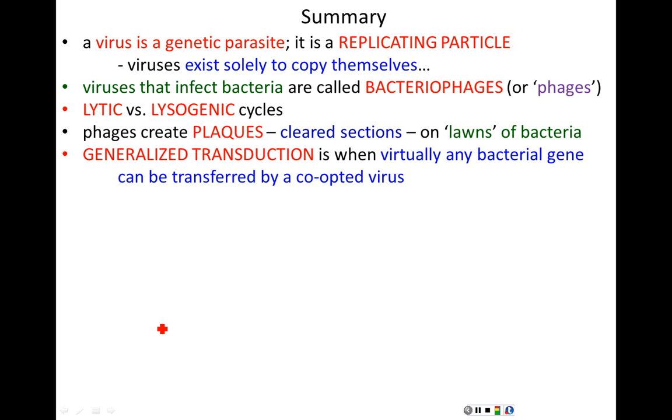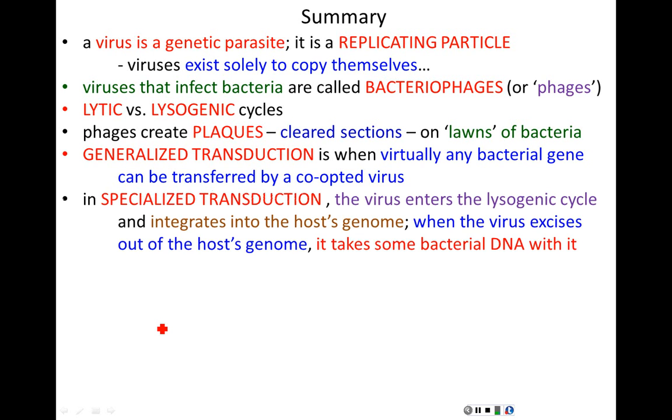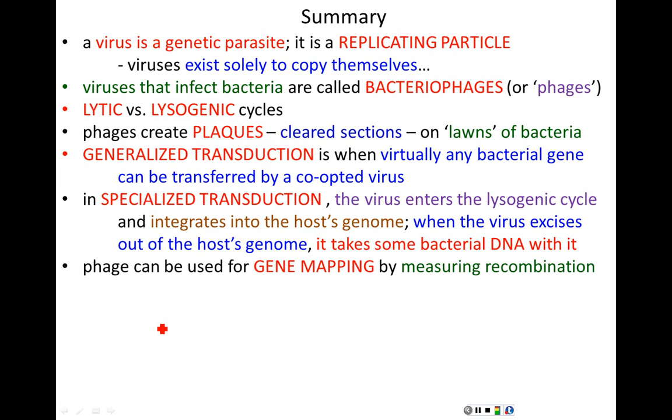We went back and redefined generalized transduction. We had described it in the previous lecture, but now we gave it that name. This is when virtually any bacterial gene can be transferred by a virus that mistakenly loaded a fragment of the bacterial genome into its viral particle. We then talked about specialized transduction, very much like F' plasmids. The virus enters the lysogenic cycle, integrates itself into the host genome, and stays there dormant for some time. It begins to excise itself out of the host genome, but when it does, it takes with it some of the bordering bacterial DNA that was next to it at the point of insertion, and loads that DNA into the viral particle as well, allowing that DNA to be horizontally transferred.